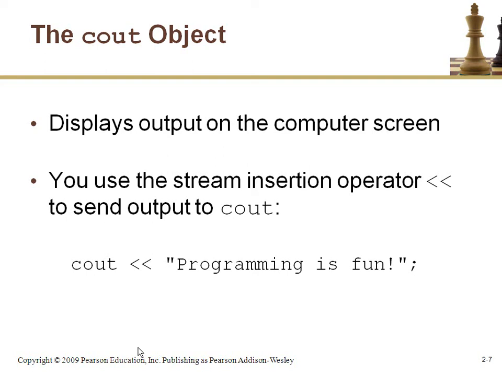In this example, we are trying to display on the terminal the words "Programming is fun!" with an exclamation mark at the end. We put that string in double quotes and we use our insertion operator, the double less-than sign, to say that cout will take its message from this string, and we end our statement with the semicolon.